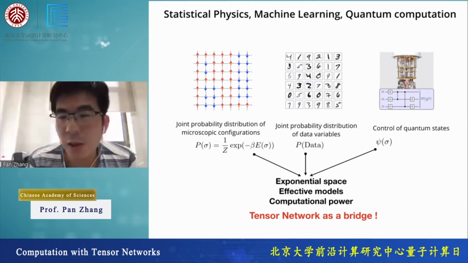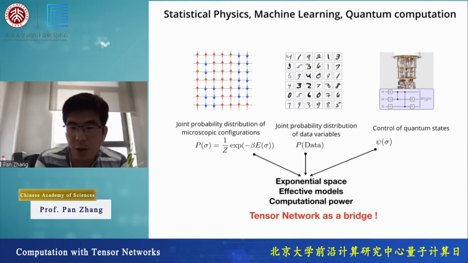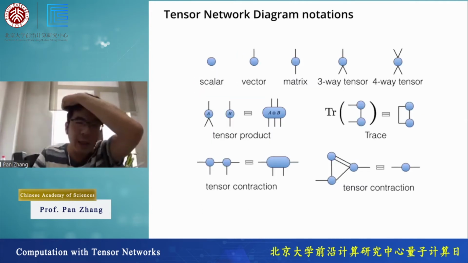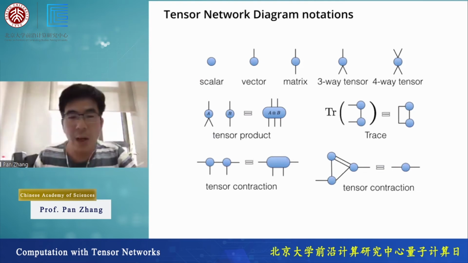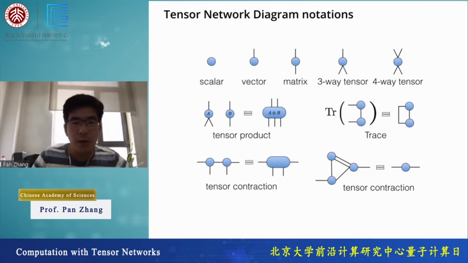On the right-hand side, there is the quantum state setting. We need to deal with the Hilbert space, and we know that the space size is 2 to the power n. So they actually share the same feature: we need to deal with such an exponentially large space. So we need effective models, and hopefully, if we can directly work on this large space, we only need linear models. So in this case, the tensor networks could work as a bridge. This is my hope.